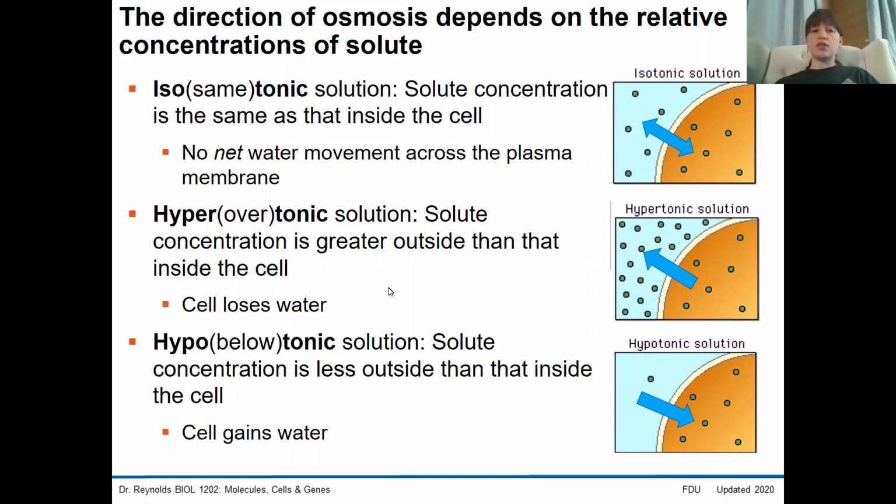When solute concentration is greater outside than inside the cell, this is known as a hypertonic solution. The cell will lose water because it has an excess of free water. But when the solution is hypotonic, then the concentration is less outside, and so water will flush into the cell.